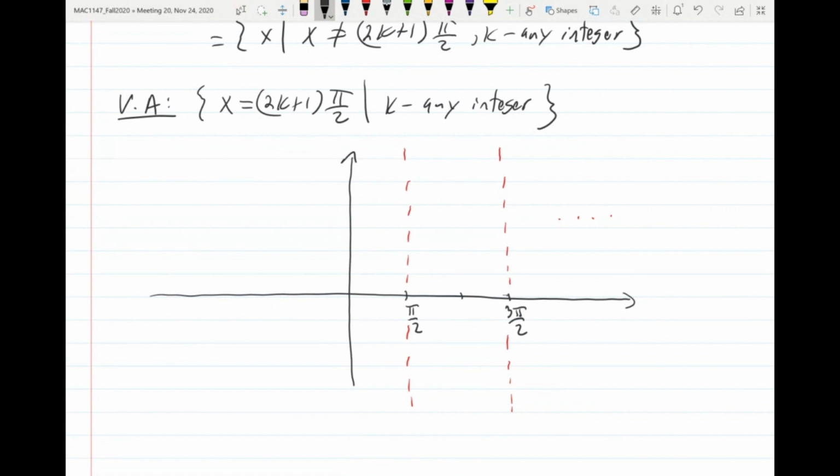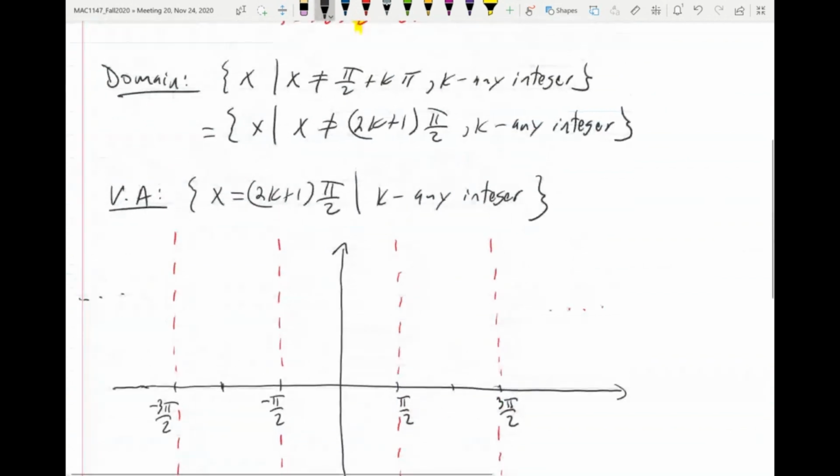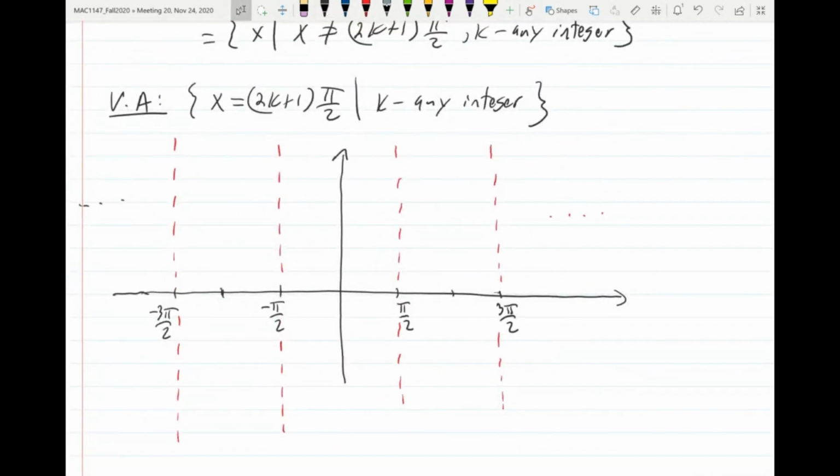Then here to the left you're gonna have negative pi over 2, another vertical asymptote, and then negative 3 pi over 2, another vertical asymptote. Here in the middle we're gonna have negative pi, and then keeps going this way. So there are infinitely many vertical asymptotes for the tangent function, and now let's try to figure out what happens in between each of these vertical asymptotes. Okay, so questions on the vertical asymptote part? Questions on this?